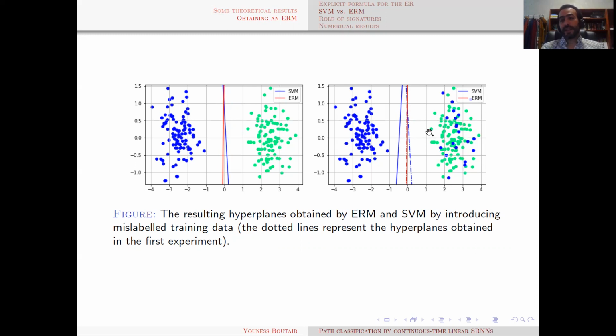What we notice here is the SVM considers these blue points as support vectors and therefore shifts its decision based on those blue points, which can be just mislabeled training data. However, the ERM listens to the majority vote because it's an average, and therefore it does not dramatically change its position because of these blue points. And this is one small indication towards the robustness of ERM here.